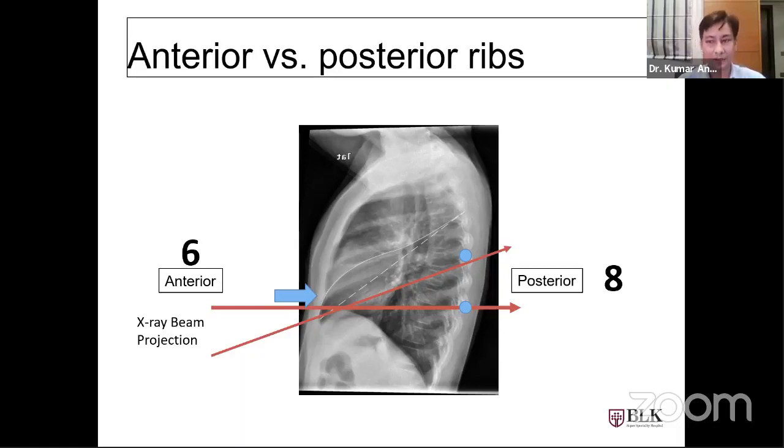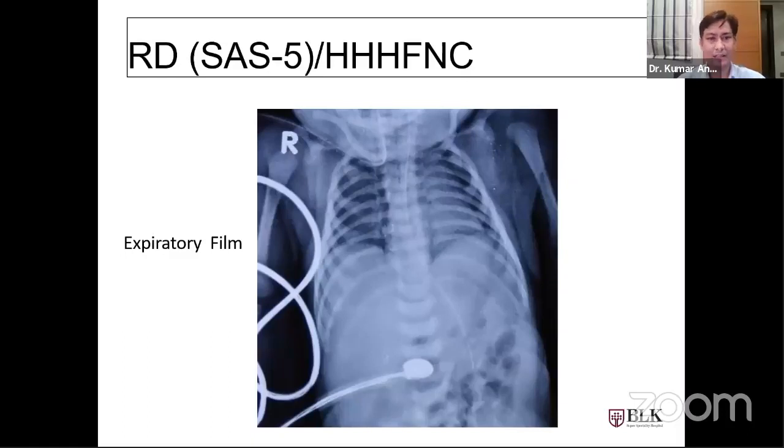for functional residual capacity, or to show the degree of inspiration. Like in this X-ray, this is a case of a term baby with a Silverman-Anderson score of 5, on humidified high flow nasal cannula. The baby was maintaining saturation on 30%. But if you look at the FRC in this X-ray, the anterior rib count is just 3. So whether it's low lung volume or severe lung disease, sometimes the calculation would also depend on whether the film is inspiratory or expiratory. This film is an expiratory film because the counting is just 3. So to know whether it's an inspiratory or expiratory film, we should calculate this.